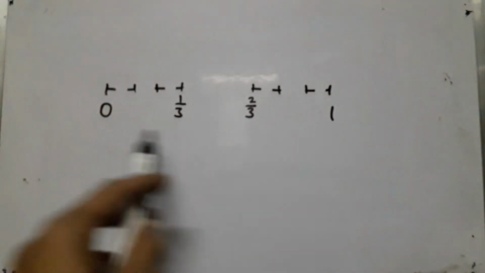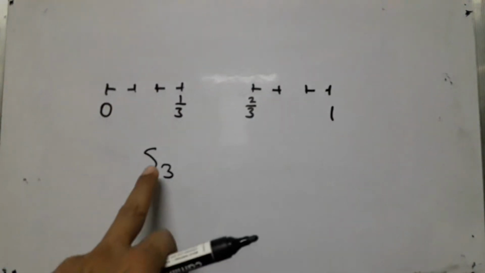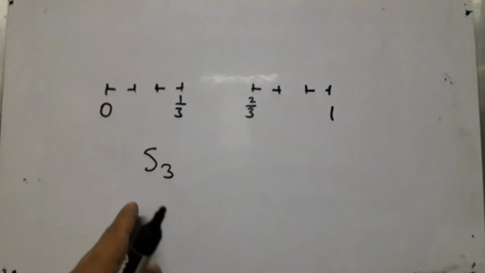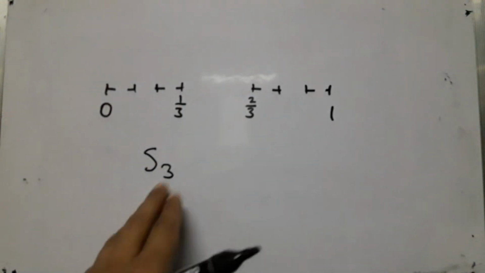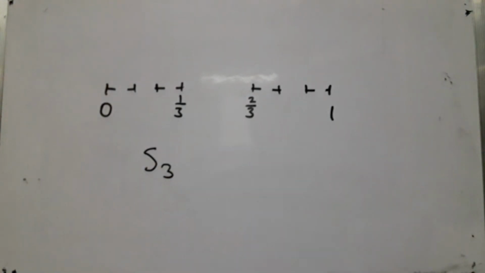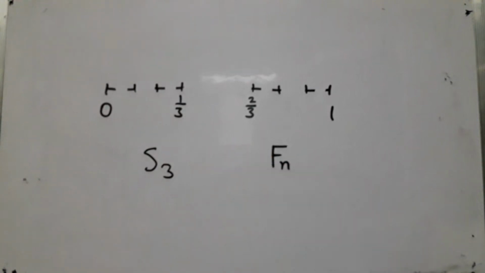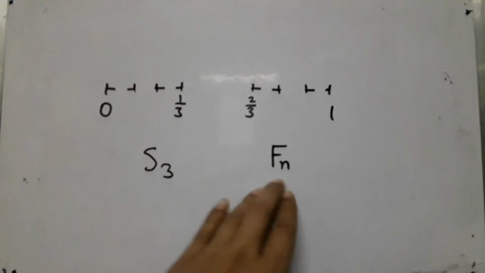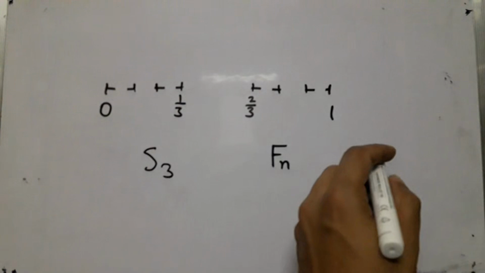I shall give this a name. I will call this S3, so 3 because I have done 3 steps of deletion. The initial S0 was the complete unit interval. S3 consists of 2 to the power 3 closed intervals. Now I plan to define my distribution functions Fn as I had suggested. Fn is the distribution function for the uniform distribution over Sn.